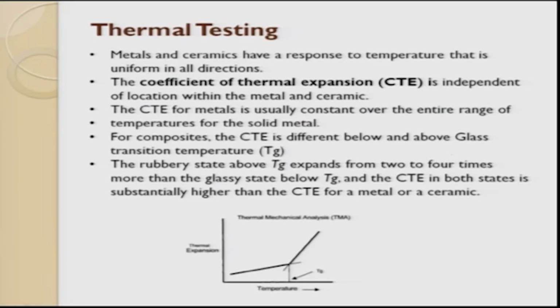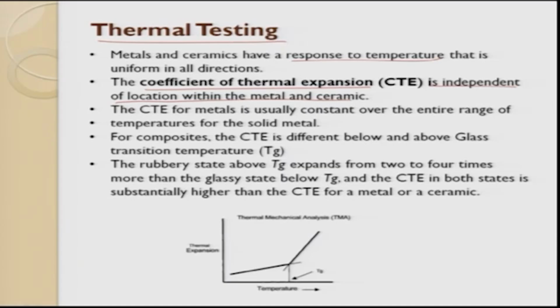The next important thing is thermal cycle. Today we have several static devices as well as dynamic devices. To measure the thermal properties, basically the coefficient of thermal expansion, we try to measure through this thermal test. Ceramics and metals have a good response, but for polymers, based on the choice of the polymer, with respect to temperature, it declines. The coefficient of thermal expansion is independent of location within metals and ceramics.